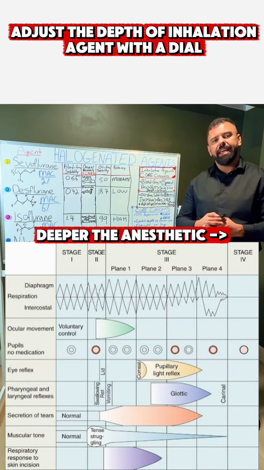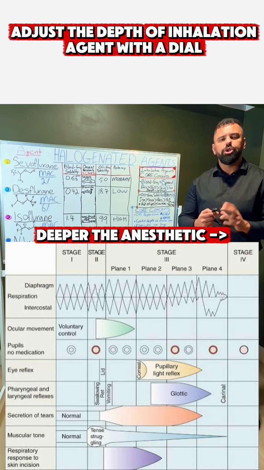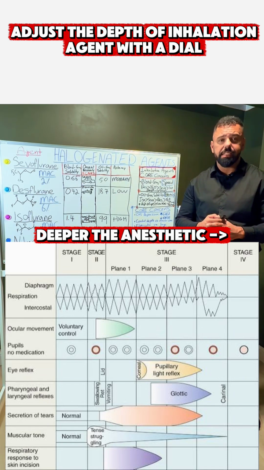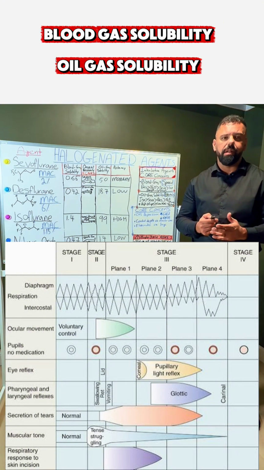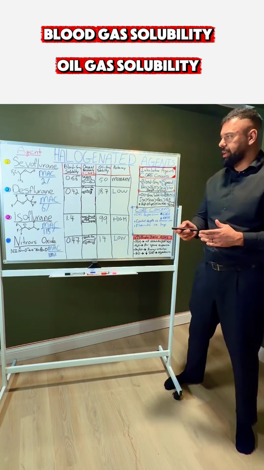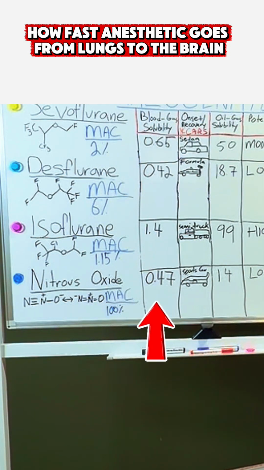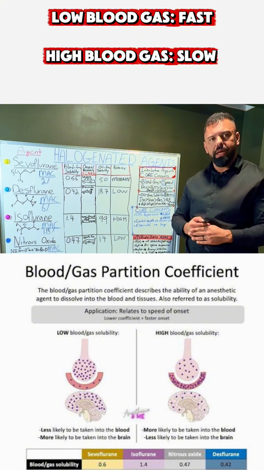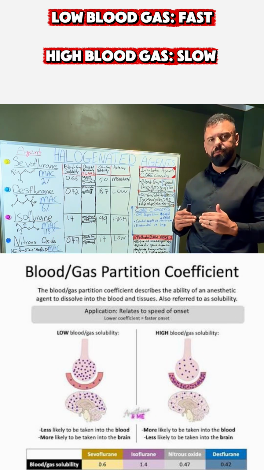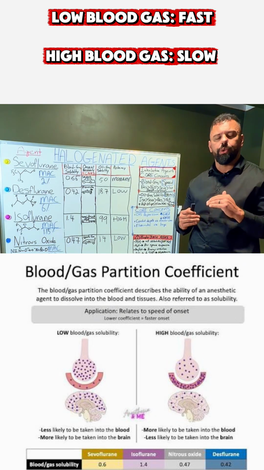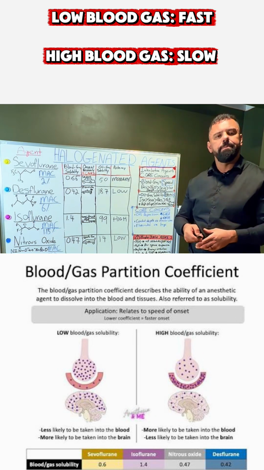Now, before we dive into each individual agent, I want you to understand two core concepts. If you understand these, everything else becomes easy. We have the blood gas solubility and oil gas solubility. Let's start with blood gas solubility, as you can see it right here. Blood gas solubility determines how fast an anesthetic goes from the lungs into the brain. So think of it as the speed of the anesthetic. And the key rule is this: low blood gas solubility means fast induction and fast emergence. High blood gas solubility means slower induction and slower recovery. So they are completely inverse.